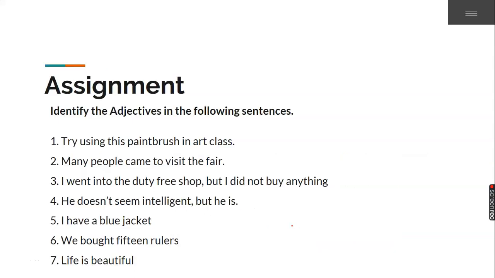And for your assignments, lay your hands on this assignment and do them. Let's find adjectives in the following sentences. I expect everyone to get 7 out of 7, because as senior school students, I expect you to get 7 out of 7 easily. So underline all adjectives in these sentences. And you can submit to me before next class, or you wait for next class for us to mark together in class.